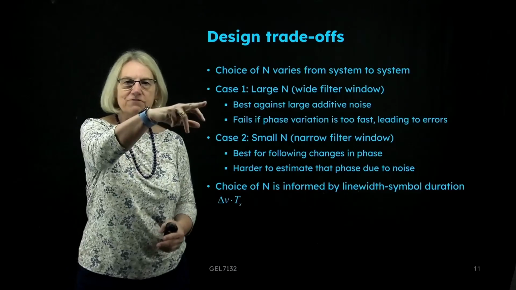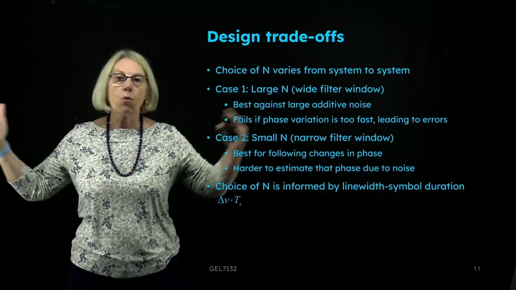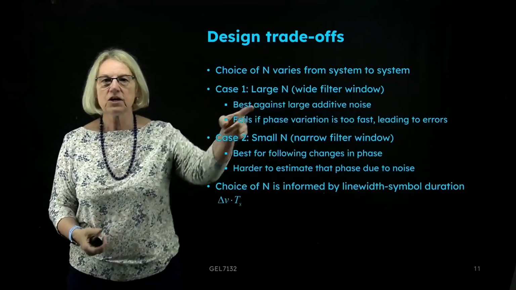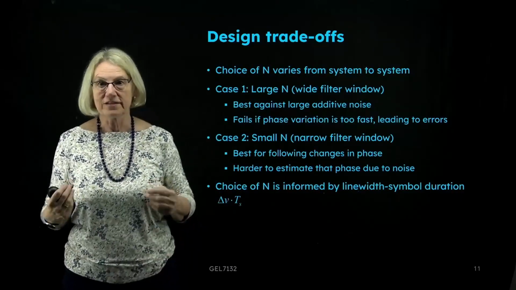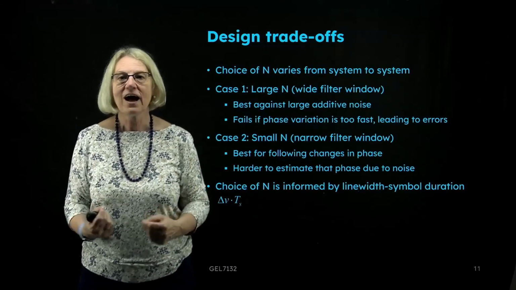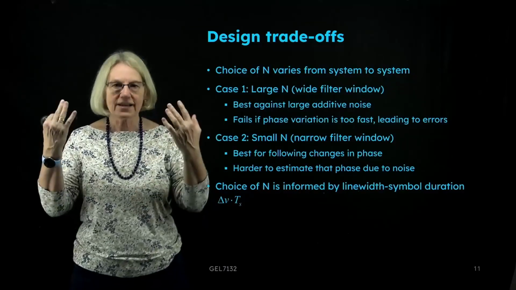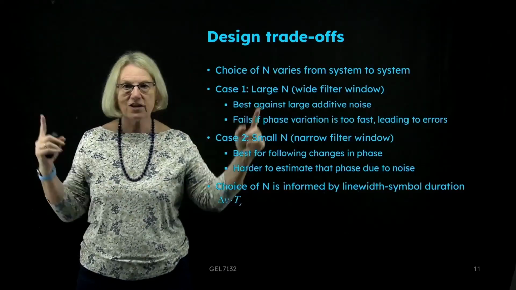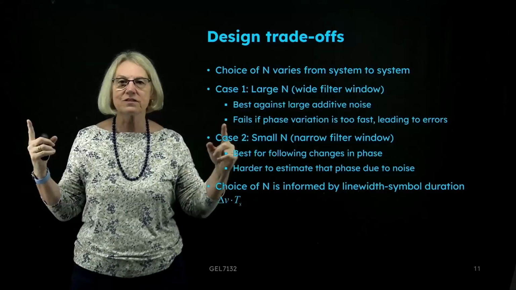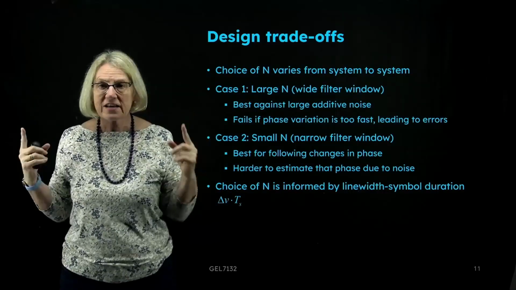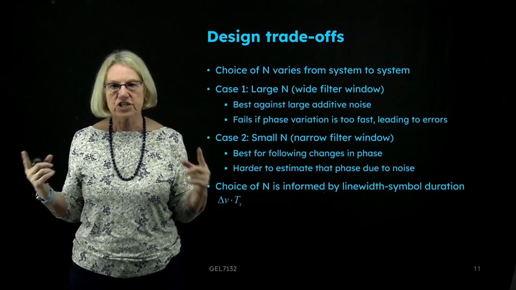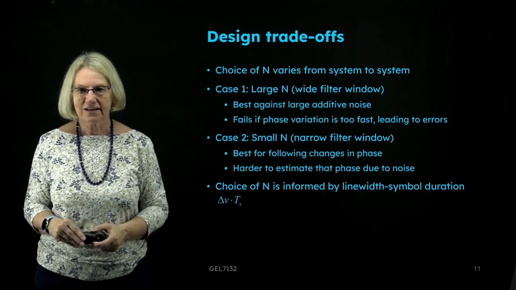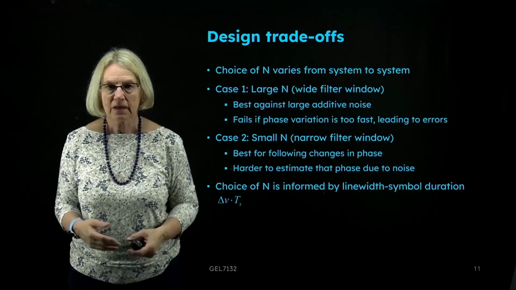Imagine the first case where I have a very wide filter window. N is large. This is really good if I have a lot of additive noise, because I'm going to average it out a lot and reduce the noise. But it's a very large window, which means the assumption that the phase is fixed may not be true for that large N. So it'll fail if the phase variation is too fast, and this will lead to errors.